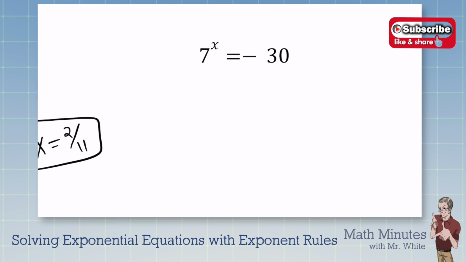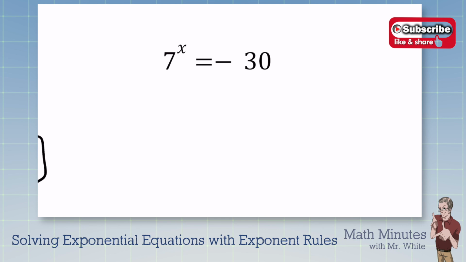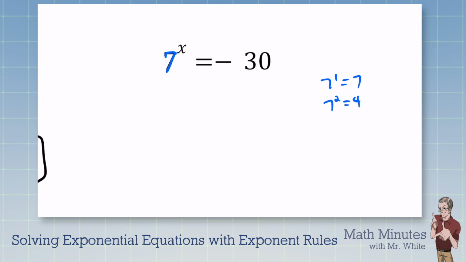Okay, what about this one? Oh my goodness. The bases are very different, and if you think about it, there is no common base, because 7 to the first is 7, 7 to the second is 49. We're already well past 30. So do you have any thoughts on this? 7 to the what power would ever be negative 30? I paused there purposely. 7 to the what power would ever be negative? No solution.